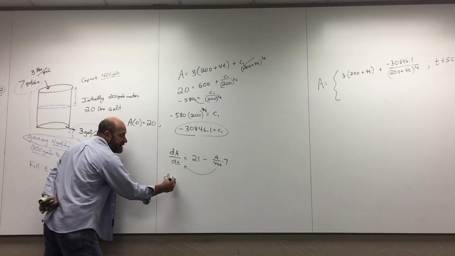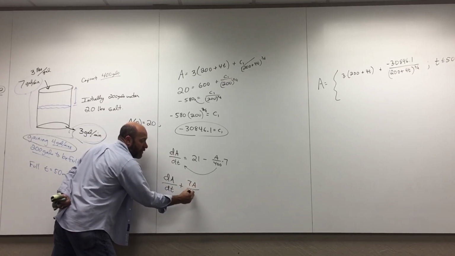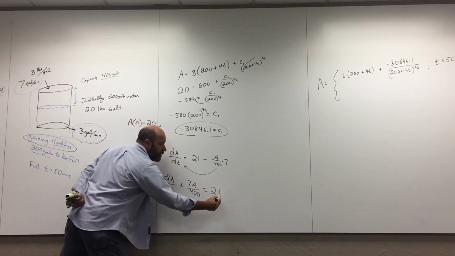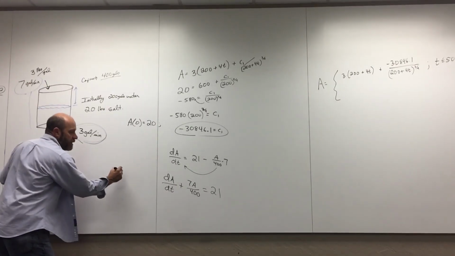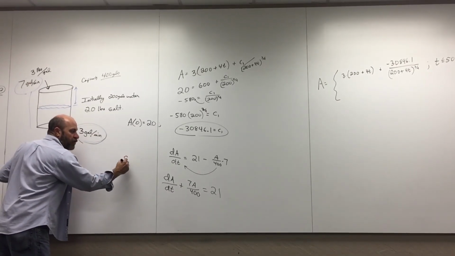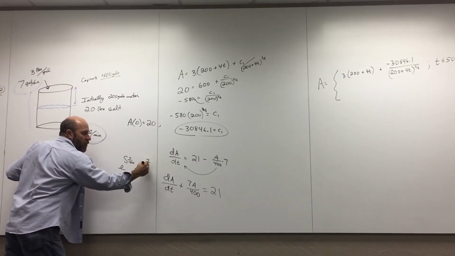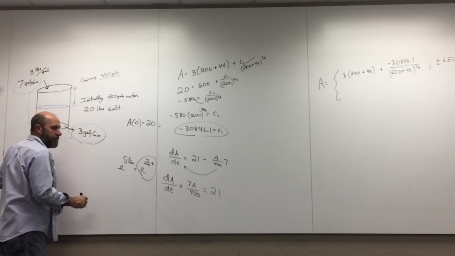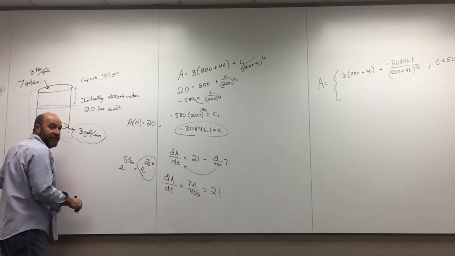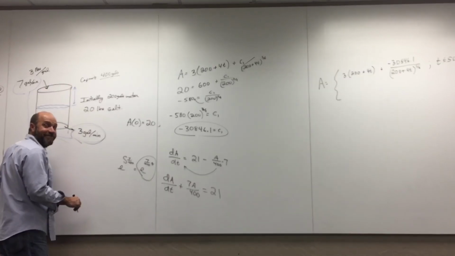What I have then is dA/dt plus 7A over 400 equals 21. What's the integrating factor? E to the integral of 7 over 400. So what is that? E to the 7 over 400 t. There's a whole decimal for that if you want it. 0.0175. If you want it. I might need it later, thank you.